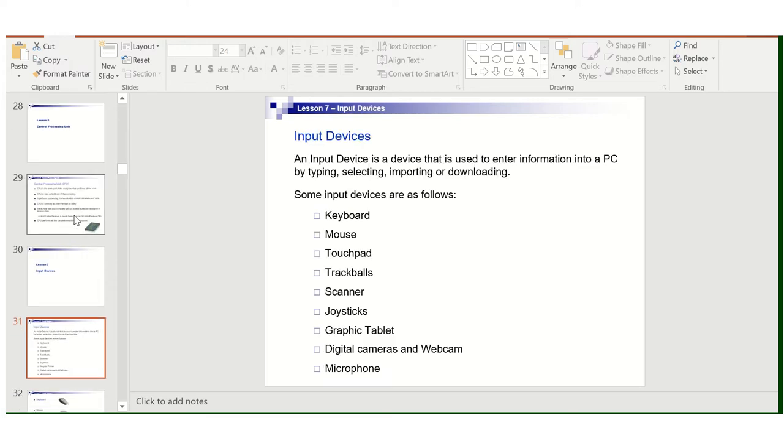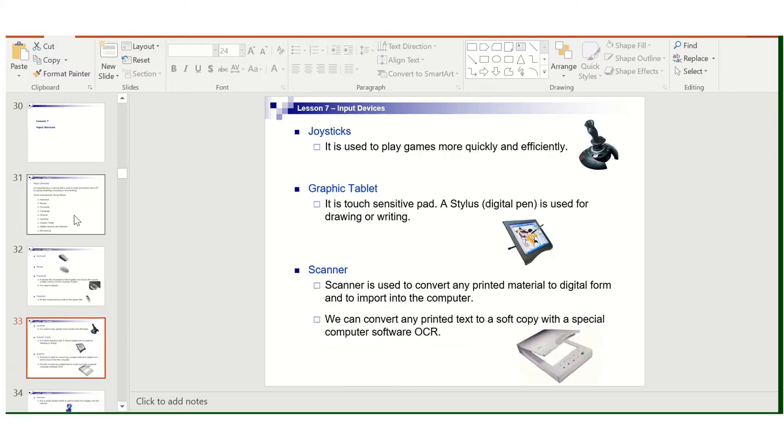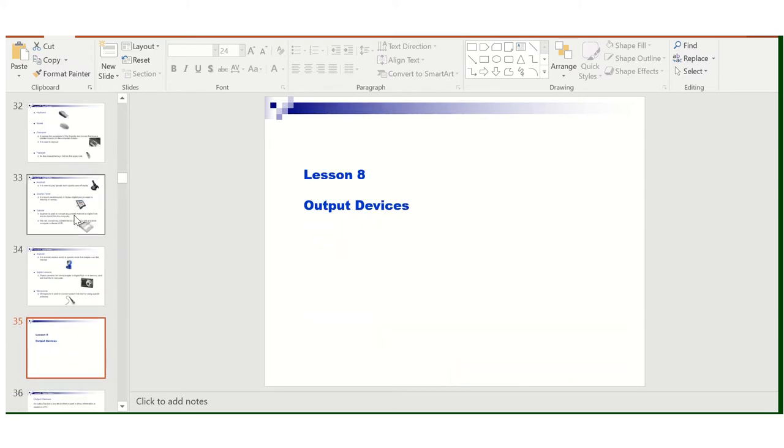Input devices, there they are. Devices that are used to enter information into a computer, like your keyboard, mouse and the microphones. So know them. Always remember to define, and even in an exam, even if you're not asked to define, just define. Okay. All right. And then output devices, define it as well. Be able to define it. Can you define it? You must have defined it by now, right?